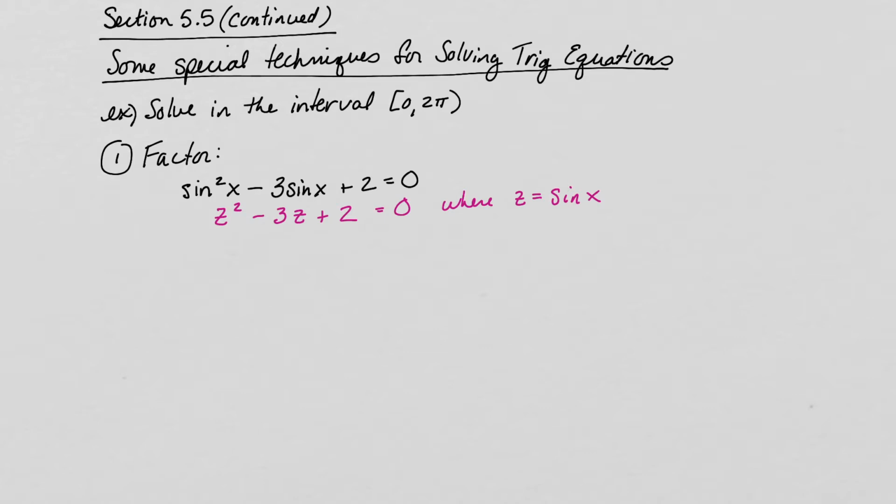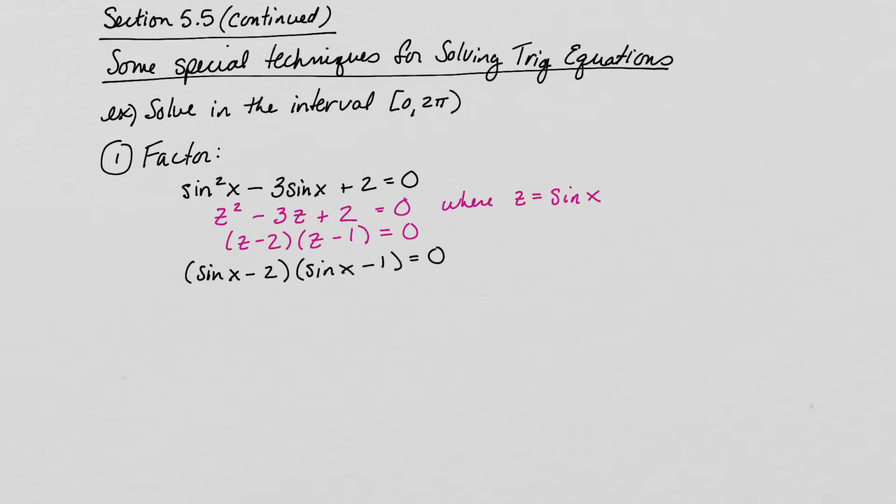Yeah, z minus 2 times z minus 1 equals 0. Okay, so really our z, as I said, is sine x. So this is really just saying sine x minus 2 times sine x minus 1 equals 0, right?